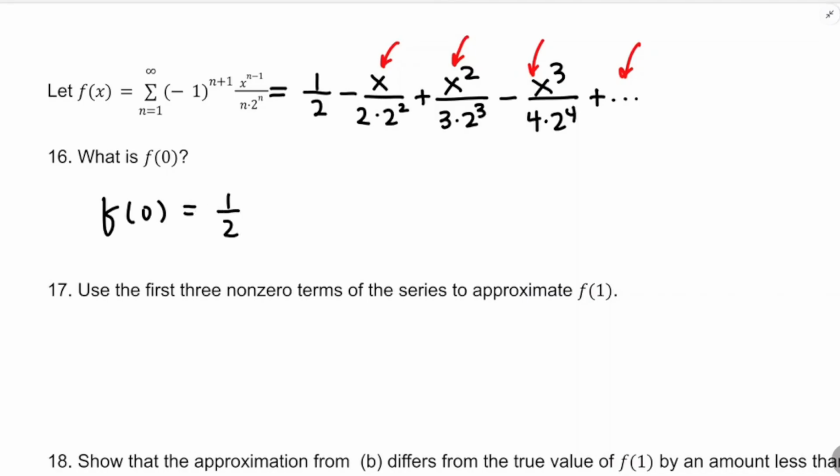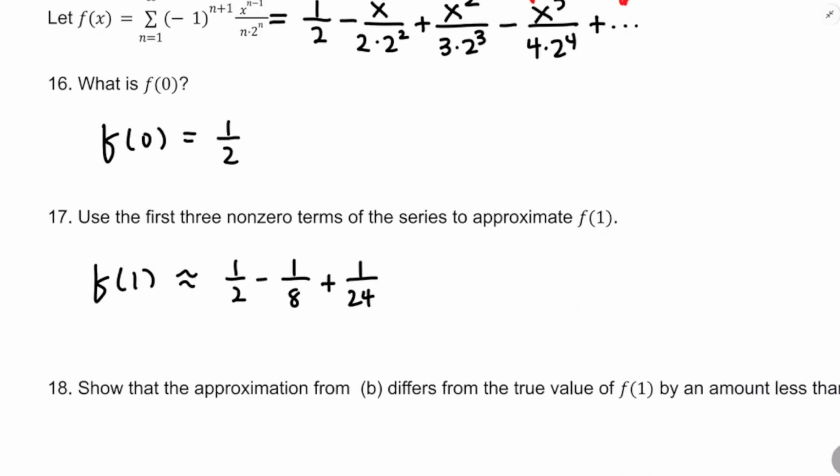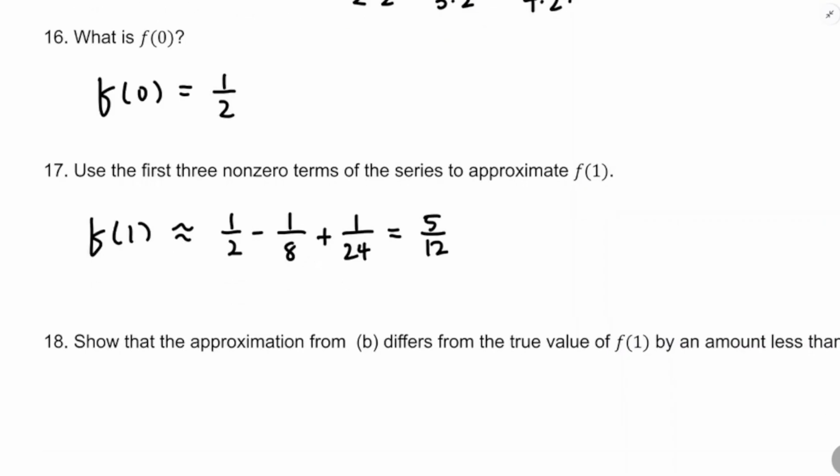Use the first three non-zero terms of the series to approximate f of 1. Okay, well, f of 1 is going to be approximately equal to 1/2 minus 1 over 2 times 4 is 8, plus 1 squared is still going to be 1 over 3 times 8 is 24. Okay, and I'd say it's 12 24ths minus 3 is 9 24ths plus 1 would be 10 over 24, all right, if we needed to.